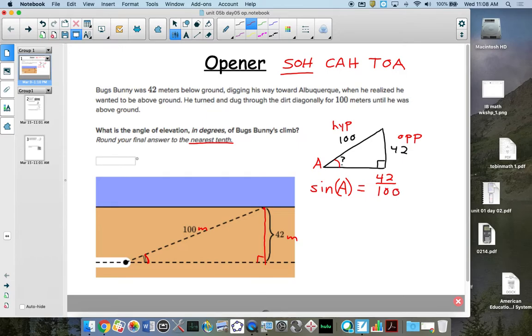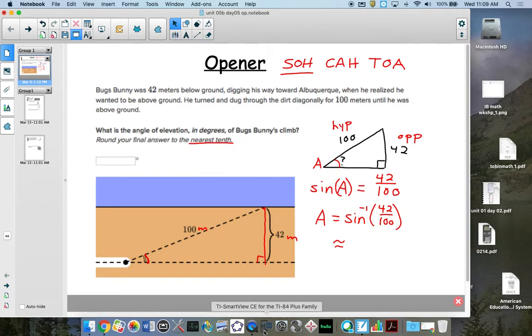Okay, so this is one of those problems where we don't know the angle, so we have to get rid of the sine. We have to undo the sine. So if you remember from last time, we're going to take the inverse sine of 42 over 100, and now we're going to need our calculator. So we're going to get an approximate answer for our angle.